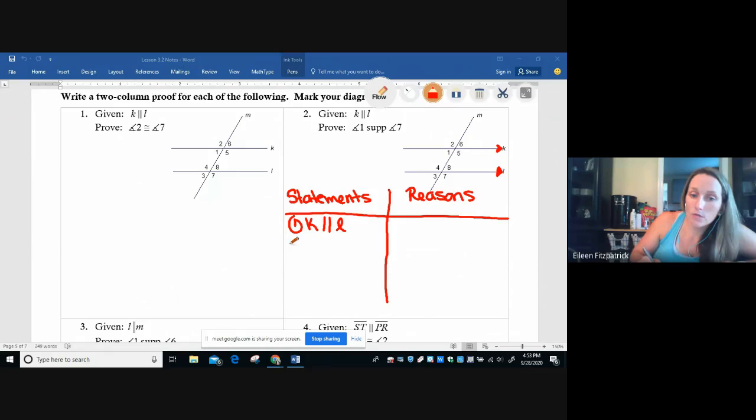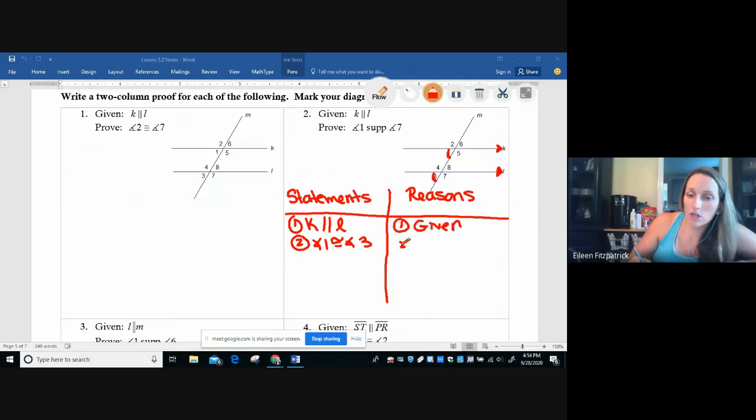So like I did in the last proof, I would start with 1 or 7, up to you, and tell me something that you know and that you can justify. So for instance, you could say angle 1 is congruent to angle 3, or angle 8, or angle 6. Lots of different options. You just have to justify it. So let's say that angle 1 is congruent to angle 3.